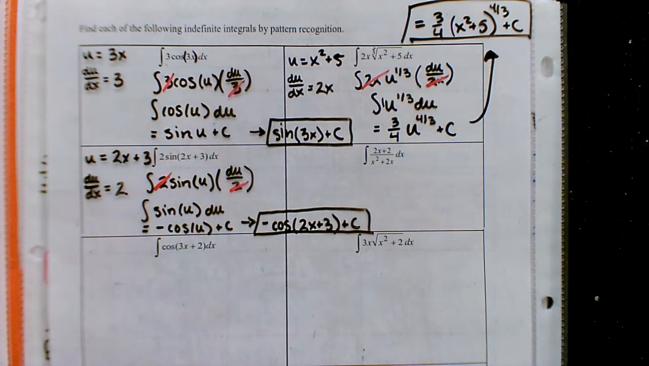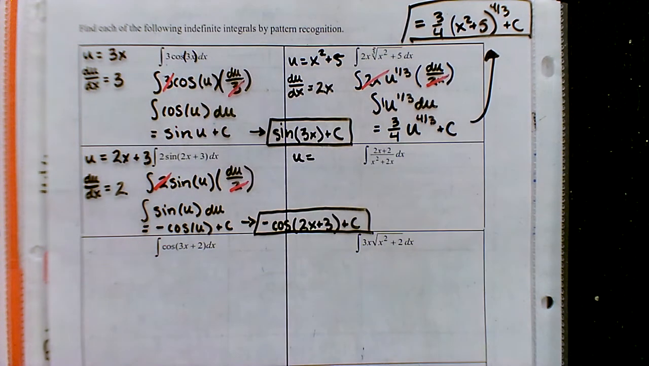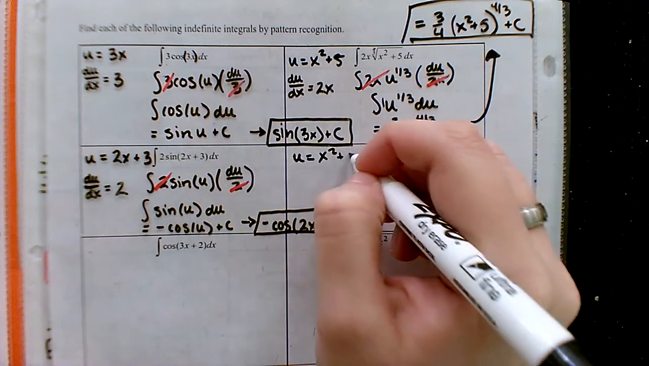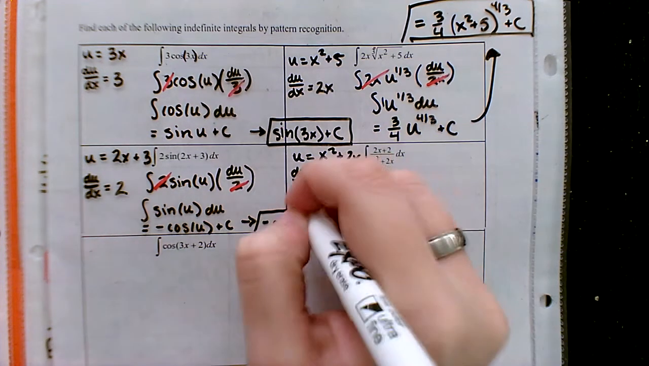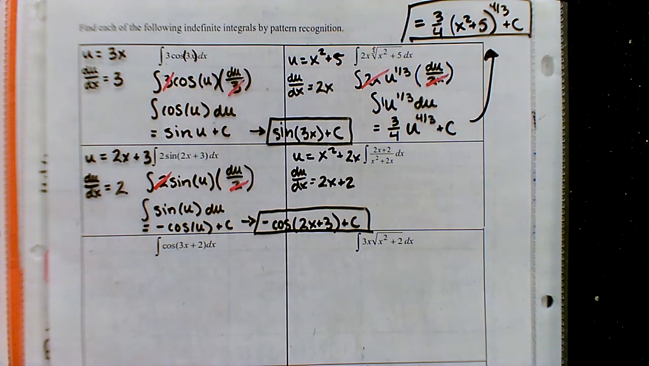Are we starting to see the process a little bit? They're all the same. The tricky part is trying to figure out what u should be. If it doesn't work out, maybe try something else for u. Let's try the next one. What do we want to let u be? Keep in mind the derivative of u should kind of show up elsewhere in that integral. Let's try the denominator. The derivative of the denominator is 2x plus 2. And that's the numerator, so it kind of seems like we chose the correct u value.